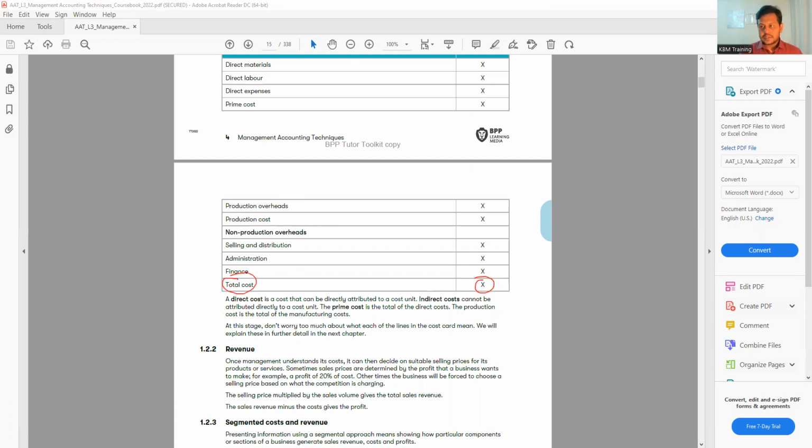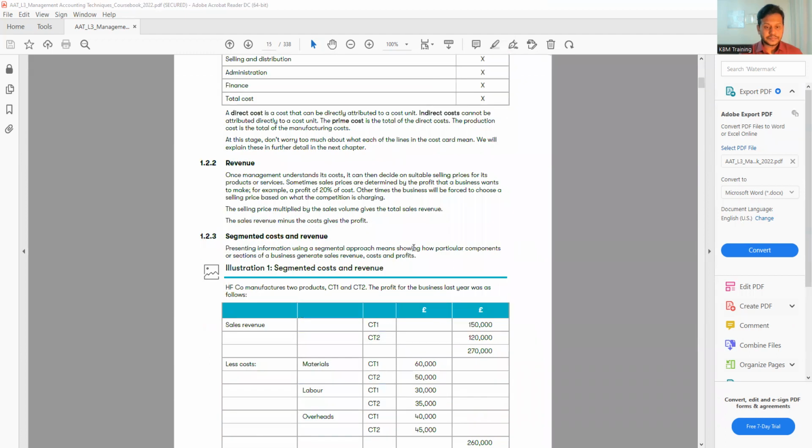All right, let's have a look at something. Obviously, this sort of thing is only for knowledge. You're not going to see this on the exam anyway.